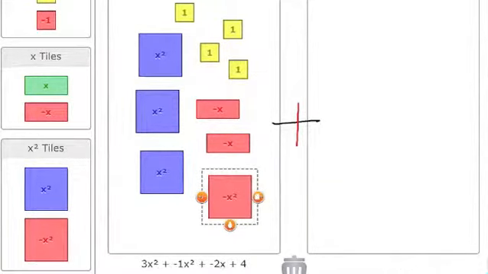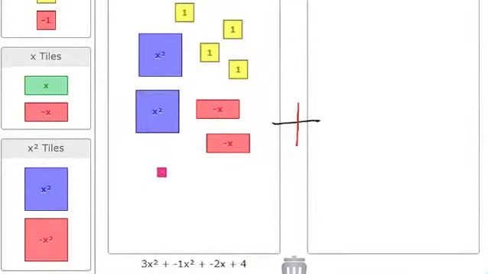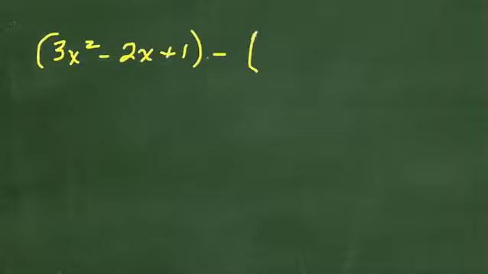After I do that, I find a 0 pair with x squared minus x squared, and I have the difference 2x squared minus 2x plus 4. This problem can be done in a horizontal fashion. Parentheses are an absolute must because the parentheses denote that I have 2 separate polynomials that I'm subtracting from each other.